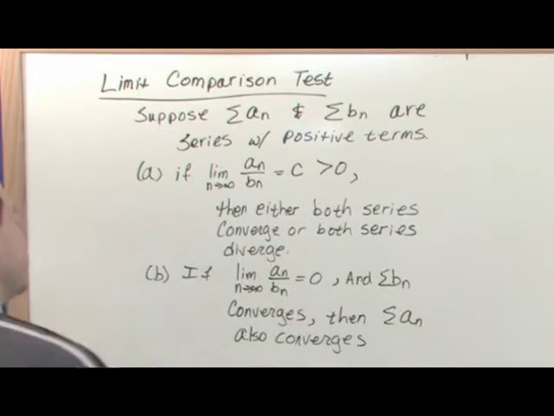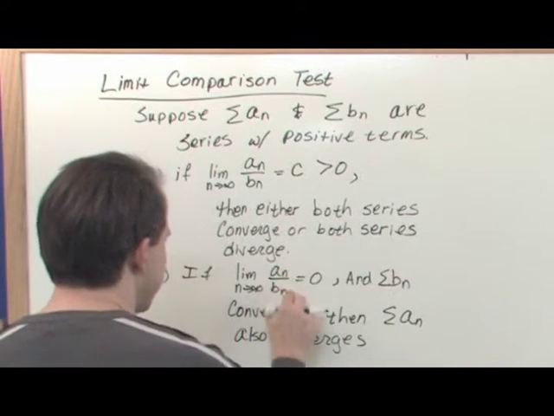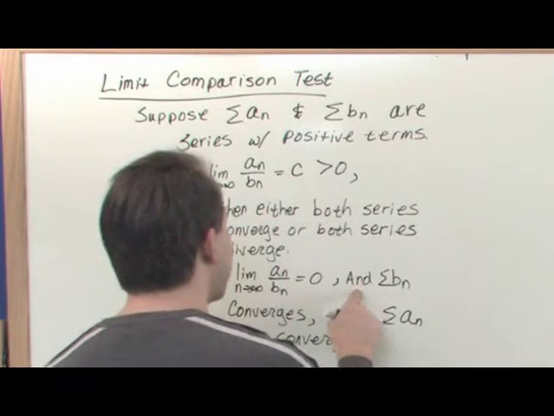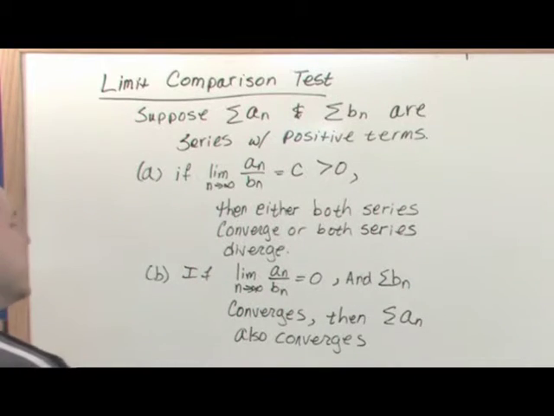If the ratio of the terms, and these are the terms, by the way, not the summation, as n goes to infinity approaches 0, and you can prove that b sub n converges, then a sub n also converges.